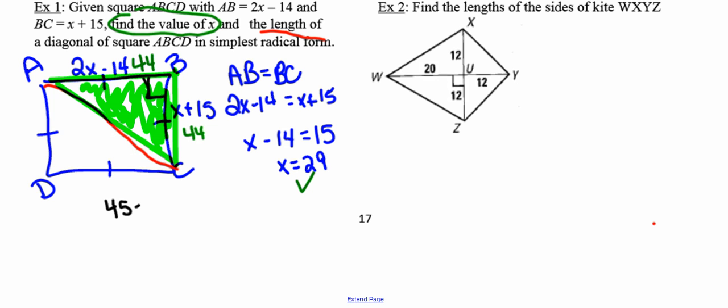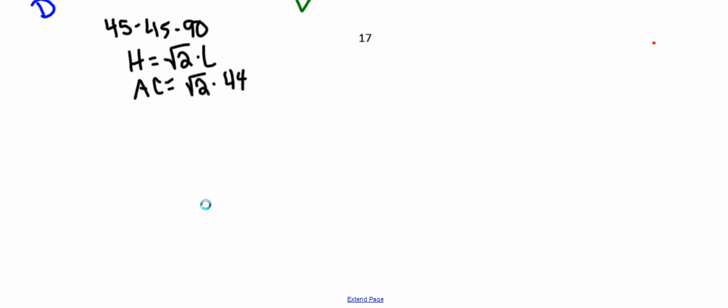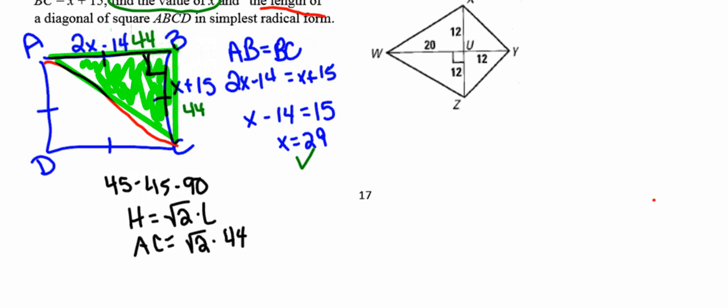And I remember that for my isosceles right triangle, the length of the hypotenuse is always equal to the square root of 2 times the length of either leg. So my hypotenuse in this green right triangle is side AC, and its length is going to be equal to the square root of 2 times the length of the leg, 44. Or in other words, the length of AC is going to be equal to 44 square roots of 2.